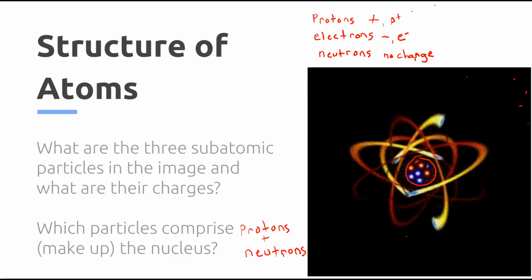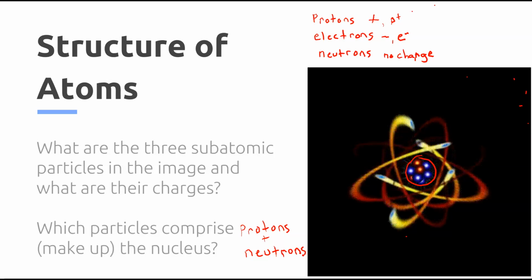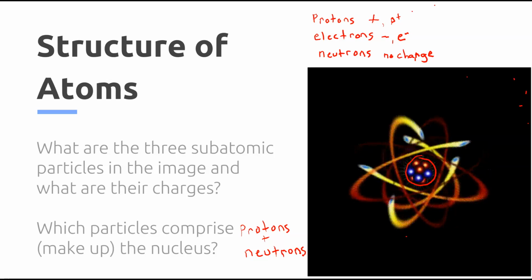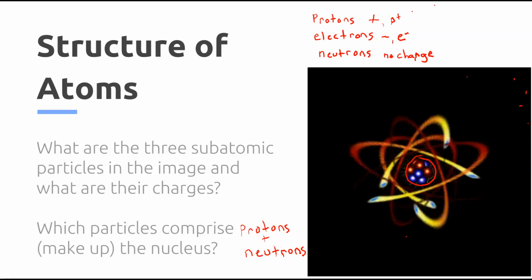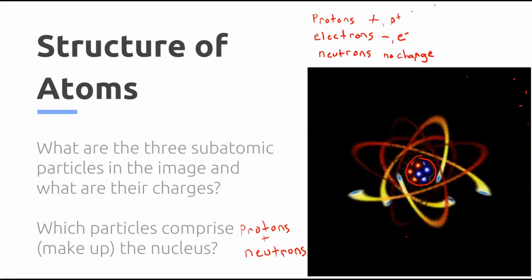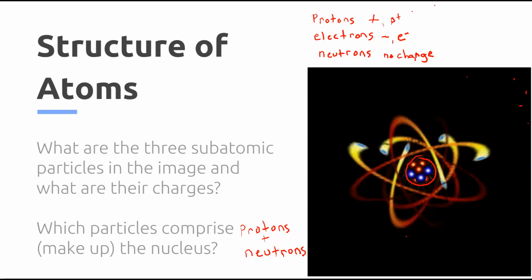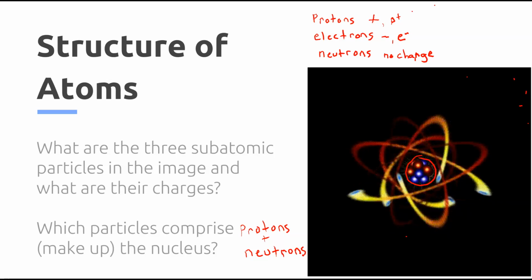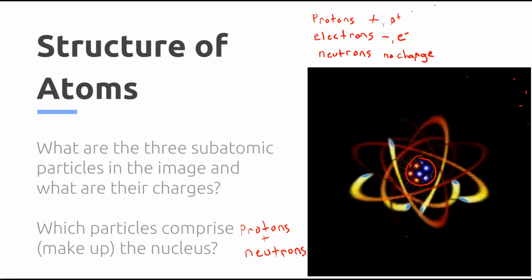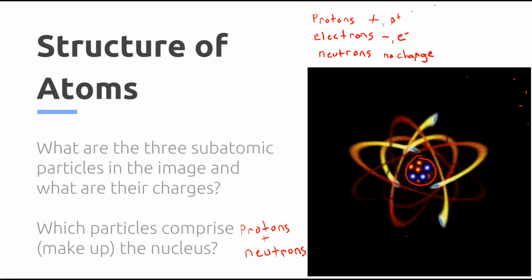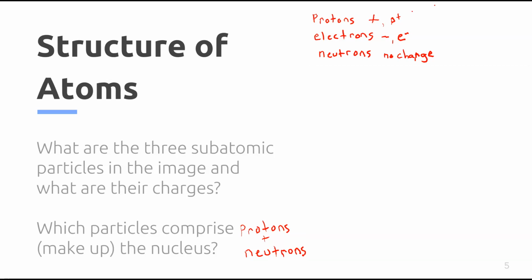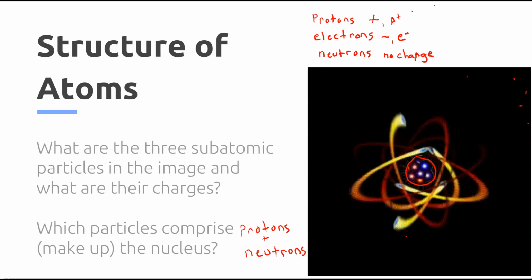Now these particles orbiting the nucleus in this animation are the electrons. So what you have here is a nucleus with a positive charge and negative electrons orbiting around the nucleus. Now it's the positive charge of the nucleus that prevents the electrons from flying out into space, because positive and negative charges attract.